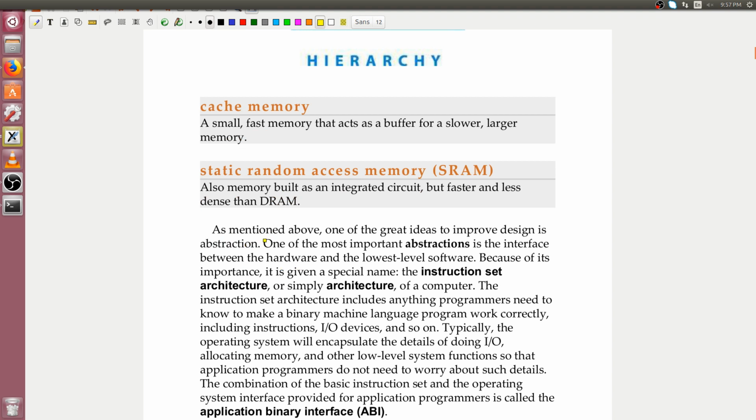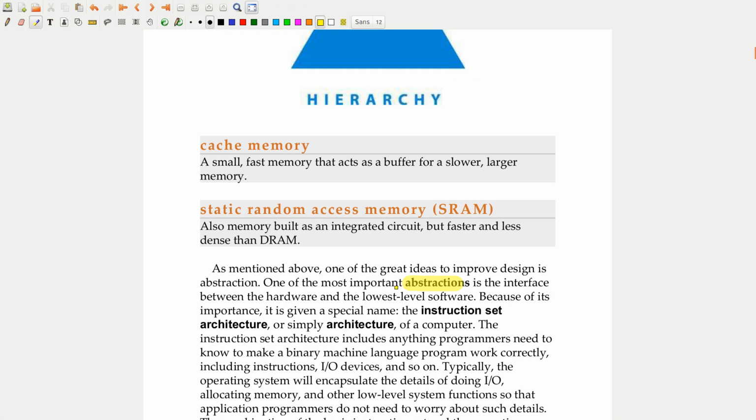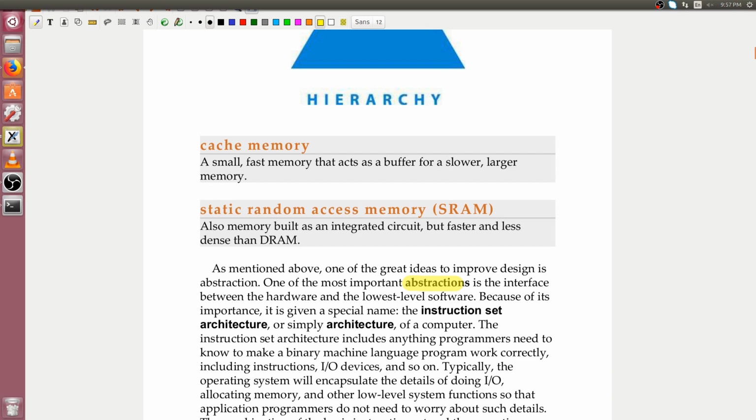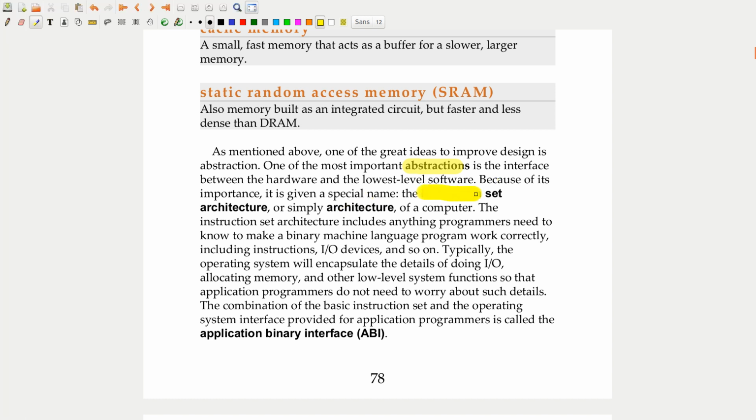Okay. So as mentioned above, one of the great ideas to improve design is abstraction. So, like we said, abstractions. What are we talking about as far as abstraction? Because of its importance, it is given a special name, the instruction set. So the instruction set architecture, or simply architecture of the computer. That's one of the biggest abstractions that we're really going to talk about when we go through this book: the ISA, the instruction set architecture.